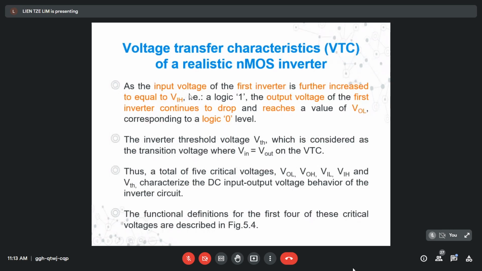As the input voltage of the first inverter is further increased to VIH, a logic 1, the output voltage of the first inverter continues to drop and reaches a value of VOL corresponding to a logic 0 level. For this one, this actually refers to another figure.